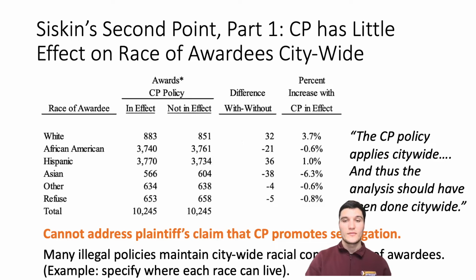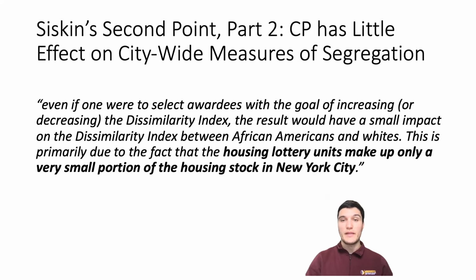Siskin also conducts a comparison of segregation with and without this policy. But his chosen measure of segregation is a citywide dissimilarity index. And so he concludes that the policy had almost no impact on segregation, but he points out actually that even if you tried to explicitly exclude or favor one group, you couldn't really move the needle on this index.